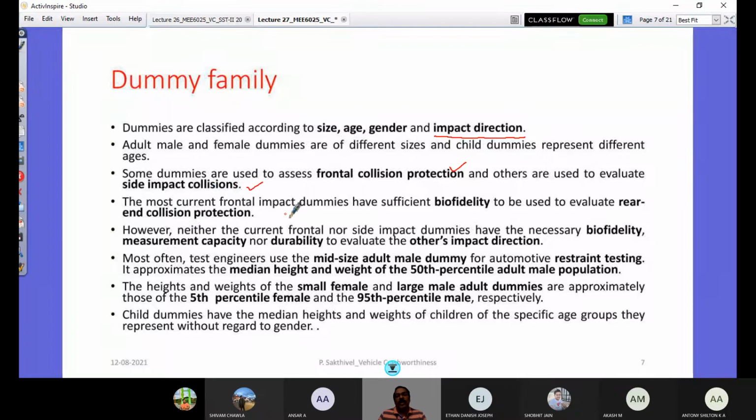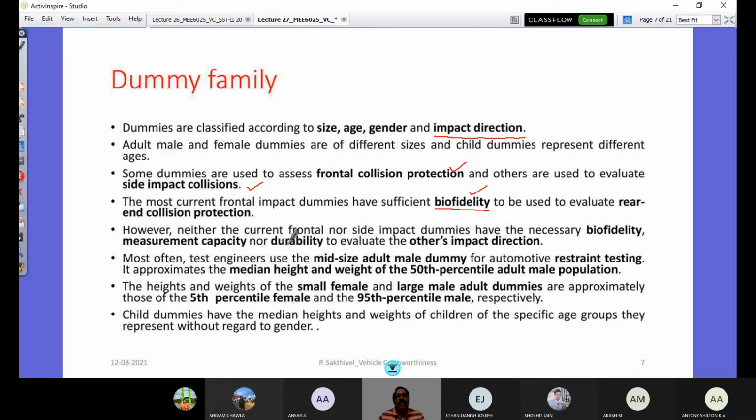The most current frontal impact dummies have sufficient biofidelity. This is very important. This is where our ancestor dummy, Sierra Sam, was inferior, but as the first baby of this family, he made a wonderful contribution towards crash analysis and crash testing, and that is where the motivation came for people to develop such human-replicating dummies with biofidelity. The grandfather dummy is used to evaluate rear end collision protection.